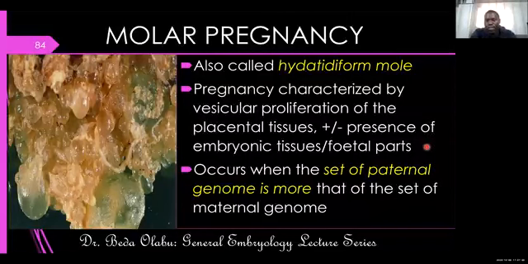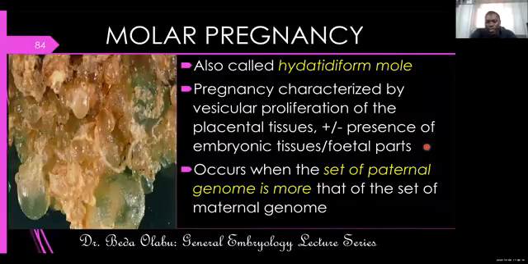So a zygote has two sets of chromosomes. One maternal origin, another paternal origin. A sperm has one set of chromosomes, all of them paternal origin. An oocyte has one set of chromosomes, all of them maternal origin. So if the zygote has more paternal sets than maternal sets, then you get molar pregnancy.